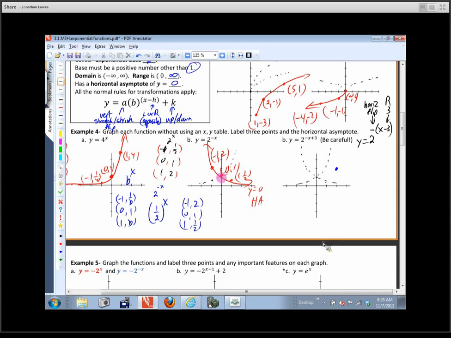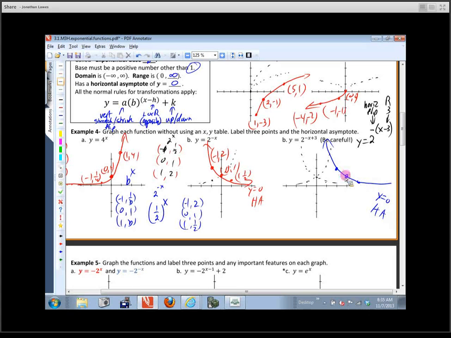This one's going to move 1, 2, 3. That's going to put us right here. And this one's going to move 1, 2, 3. That's going to put us right here. So I still have a horizontal asymptote, running along there and hitting these 3 points right there. I can label the asymptote as y equals 0.